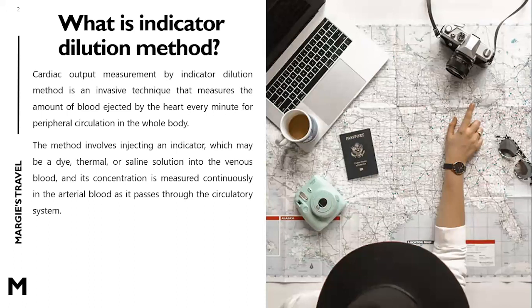A cardiac output measurement by the indicator dilution method is an invasive technique that measures the amount of blood ejected by the heart every minute for peripheral circulation in the whole body. The method involves injecting an indicator, which may be a dye, thermal, or a saline solution, into the venous blood, and its concentration is measured continuously in the arterial blood as it passes through the circulatory system.